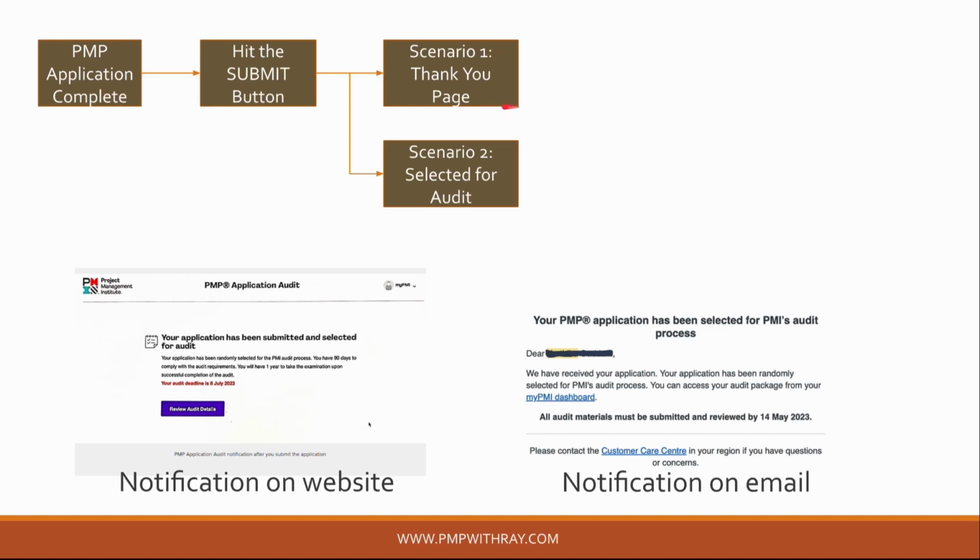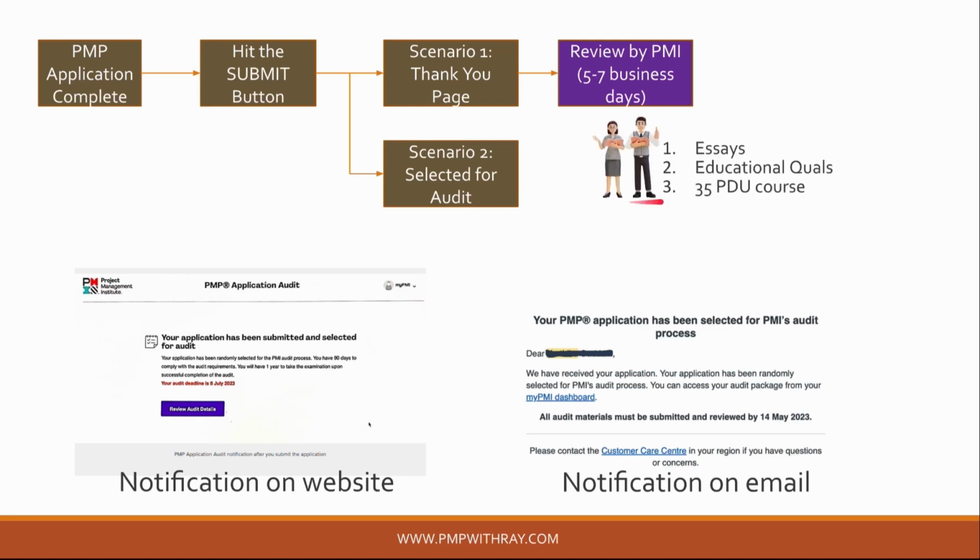When you have submitted your PMP application, guys, and it's under review by PMI, typically PMI takes about 5 to 7 business days to review your application. And this time, mind you, it is done by human reviewers. Now, while reviewing your essays, educational qualifications, and the 35 PDU course details, if PMI feels that either there is some issue in your education qualification or 35 PDU details, or there is not enough evidence of project management coming out of your essays, PMI will raise what is called a query in your application.